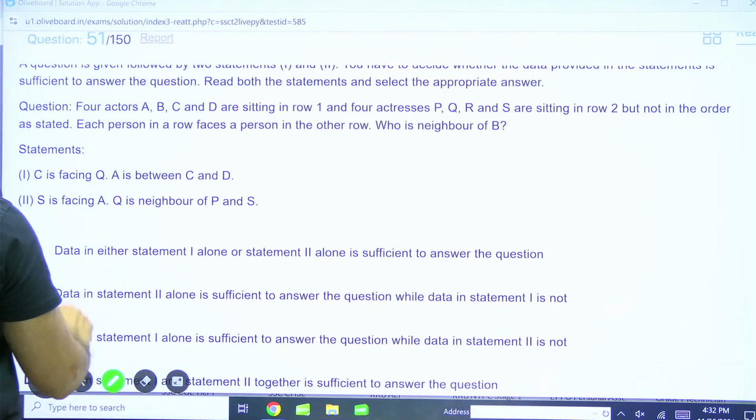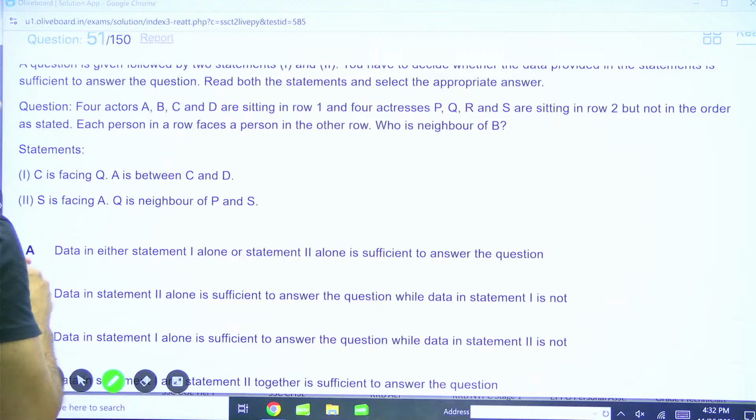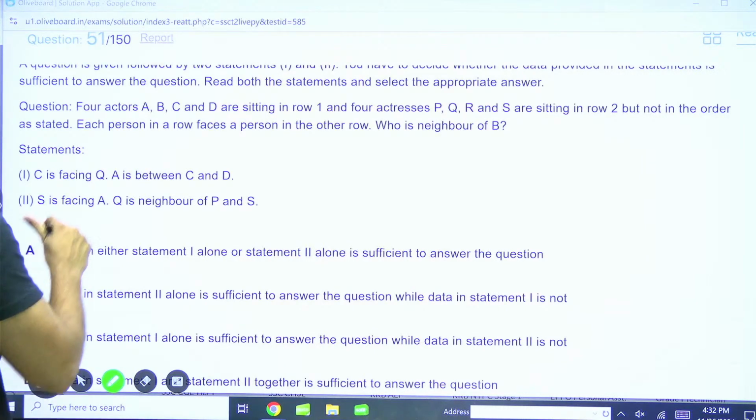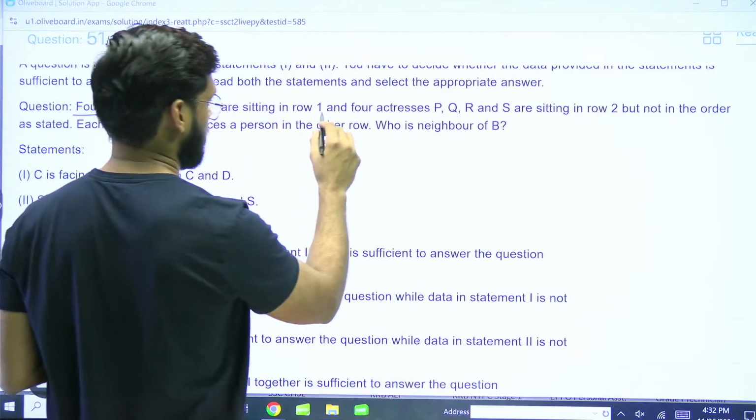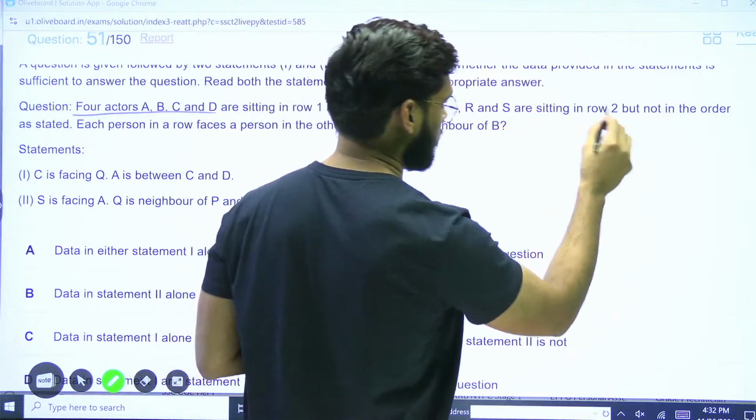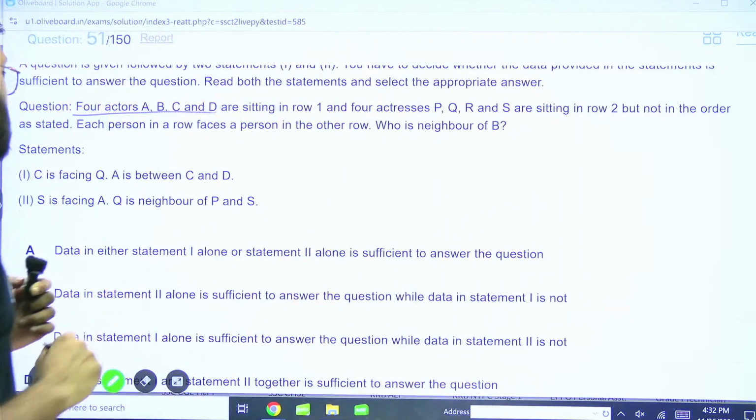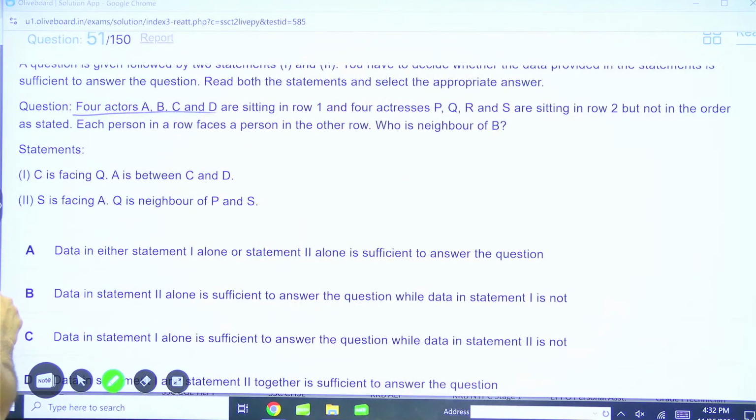The most important question is from data sufficiency now. Four actors A, B, C, D are sitting in row 1 and four actors P, Q, R, S are sitting in row 2, but not in the same order. Each person in a row faces a person in the other row. Who is the neighbor of B?